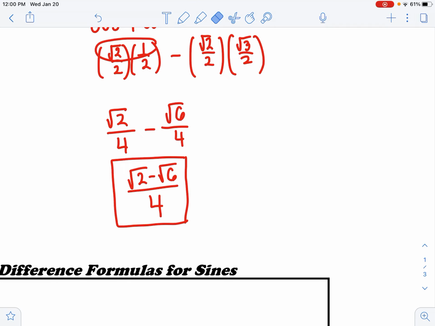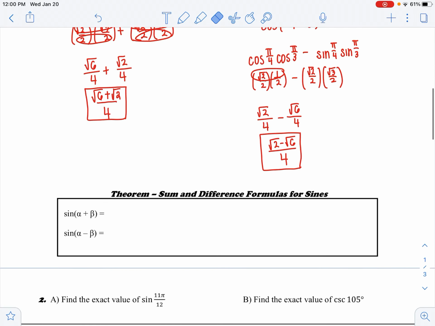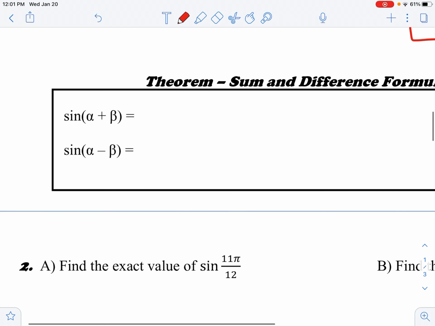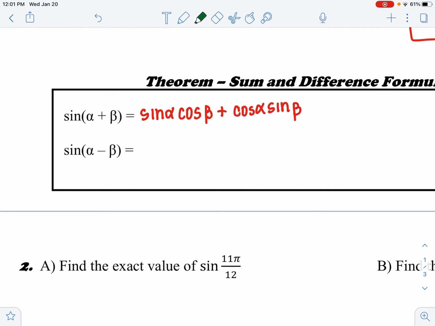All right, next we need our sine sum and difference formulas, okay? All right, so I like to think of sine formulas as a sandwich with sine bread and cosine meat. So it goes sine, cosine, cosine, sine. You keep the sign, but it's still alpha, beta. Now you might be saying, what? I'll write it, and then I'll explain how I remember it. So it goes sine of alpha, cosine of beta, keep the sign, so plus, cosine of alpha, sine of beta.